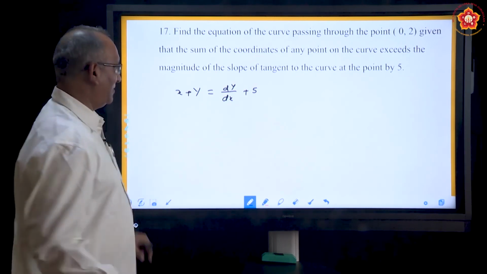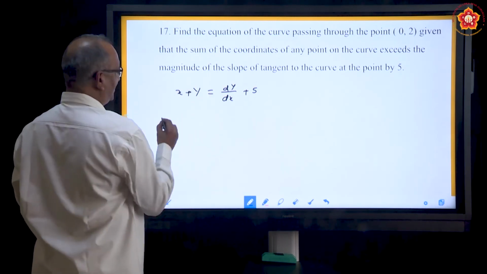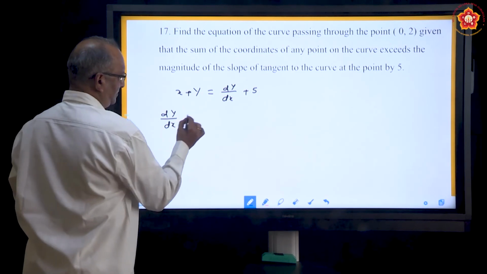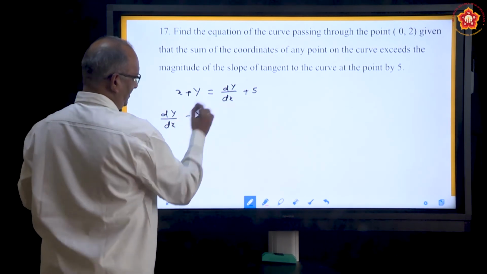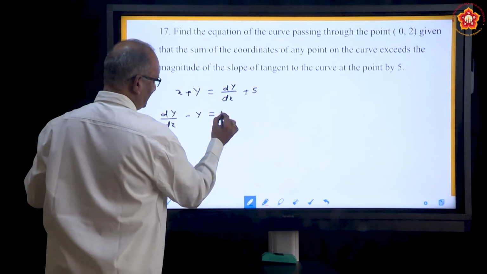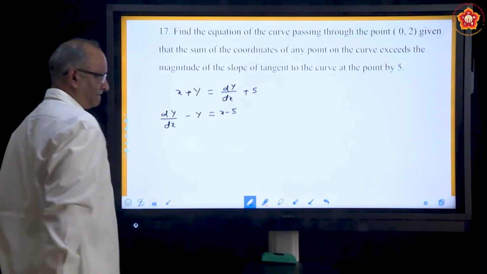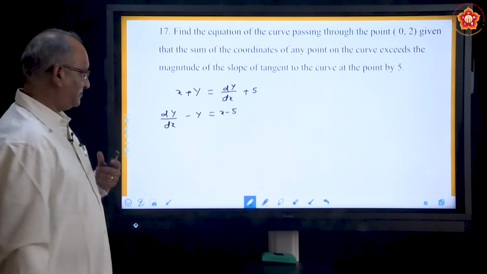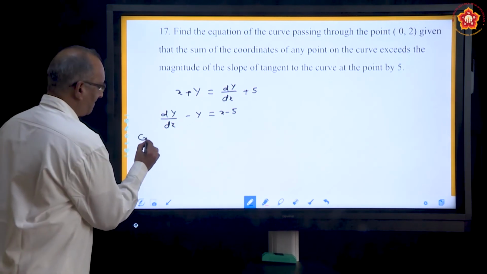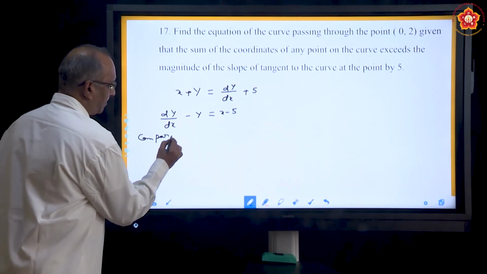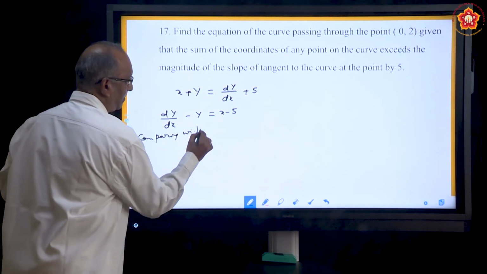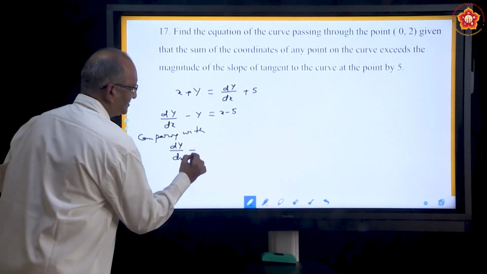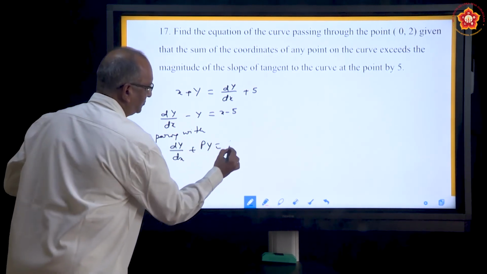Bring it to standard form. How do you bring it to standard form? This can be written as dy by dx minus y equal to x minus 5. It is in the standard form. How do you know it is in the standard form? Compare. Comparing with dy by dx plus py equal to q.